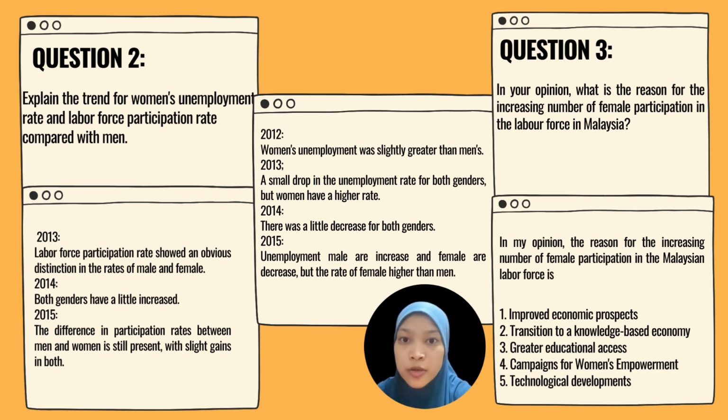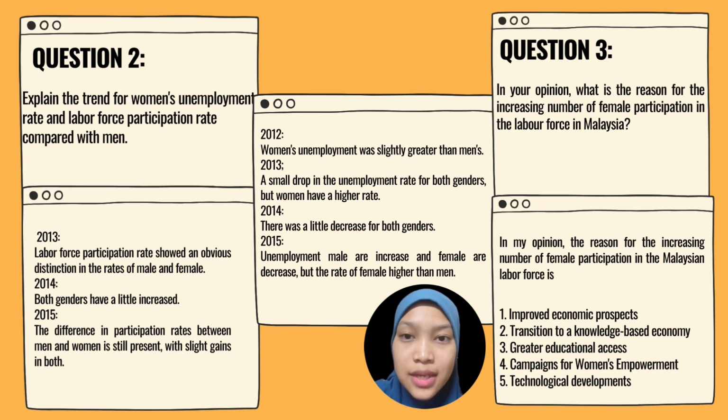2012, women's unemployment was slightly greater than men's. 2013, a small drop in the unemployment rate for both genders, but women have a higher rate. 2014, there was a little decrease for both genders. 2015, unemployment for males increased and for females decreased, but the rate for females is higher than men.